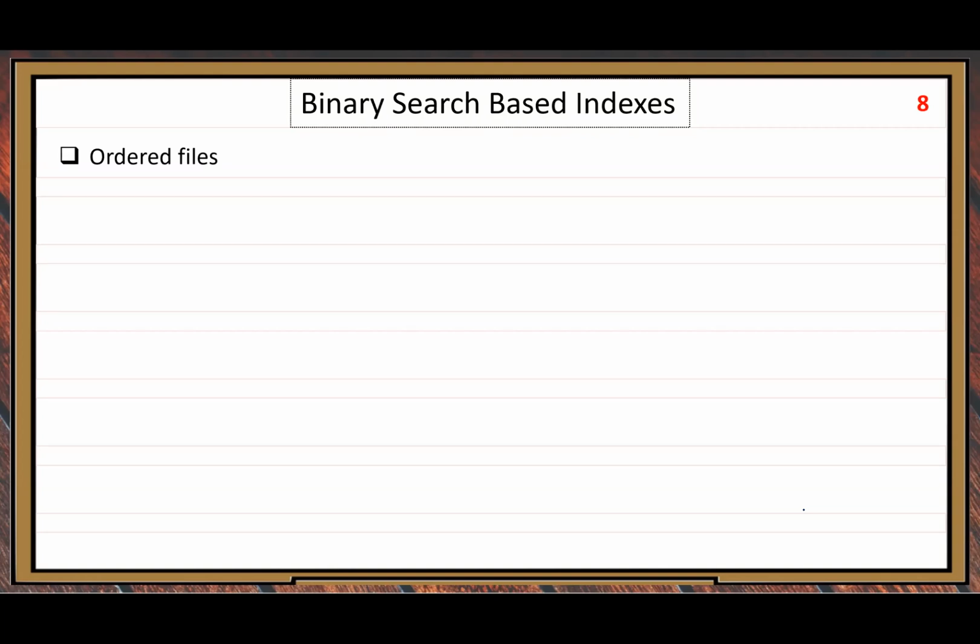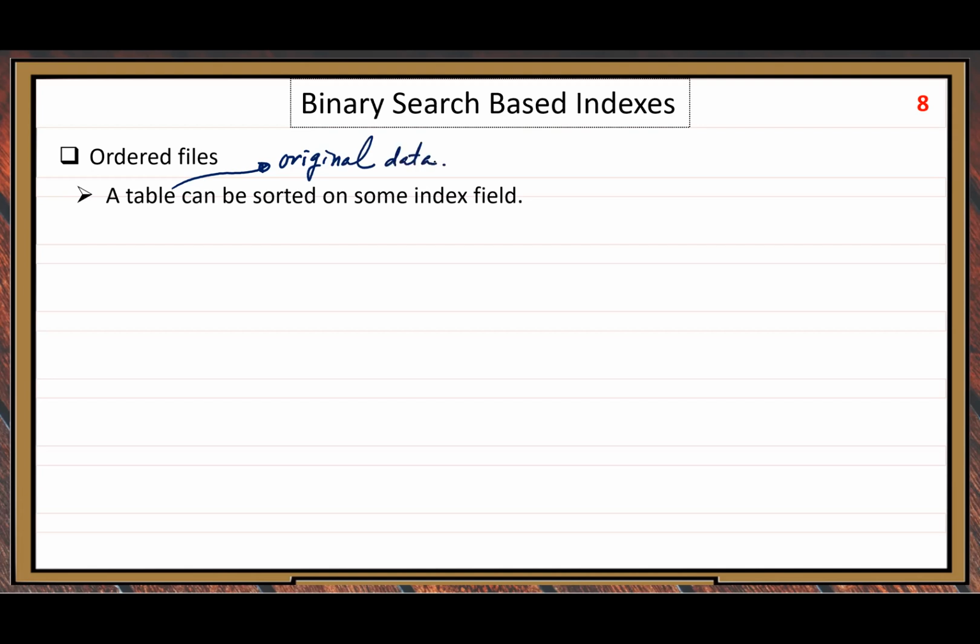Ordered files. Our index files are ordered files, but our original files are usually not ordered files. A table can be sorted on some index field. Here the table is the original data. We can sort that table on some index field, but when we store it, we do not store the sorted version. In normal data storage, we do not store the ordered file.